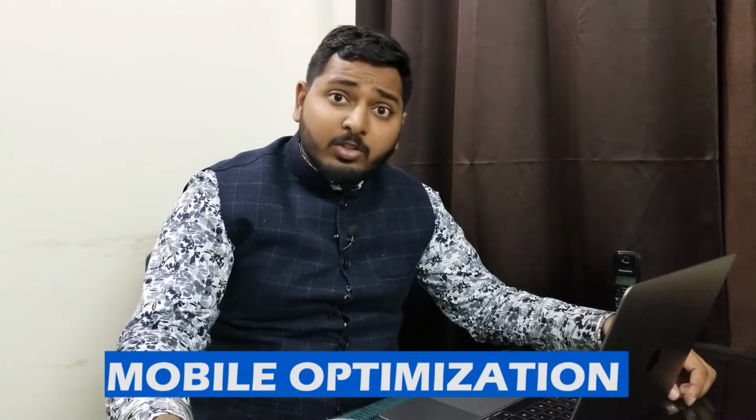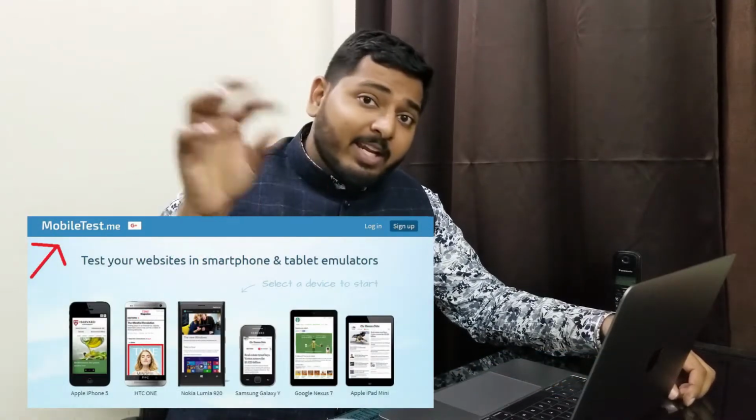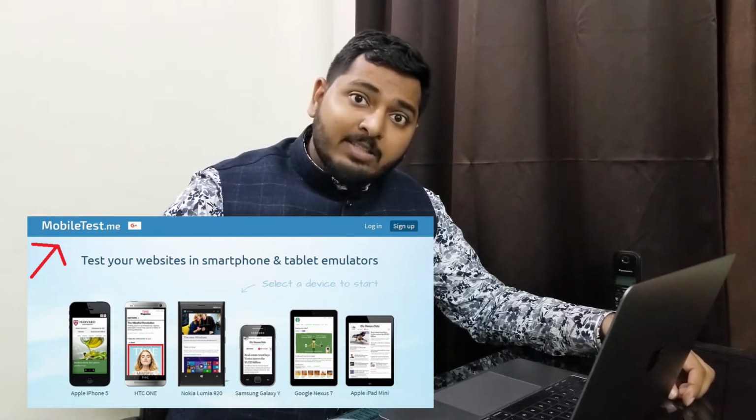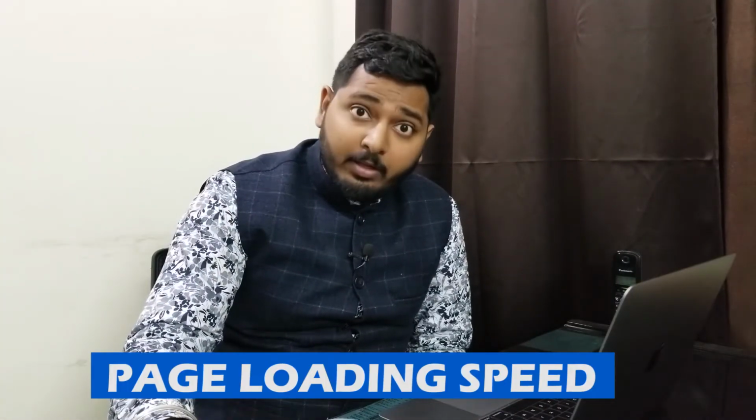So another on-page factor is mobile friendliness. We should make our website responsive so that it can be seen well on desktops, tabs, mobiles, and all other devices. So let's talk about another on-page factor, which is page loading speed.